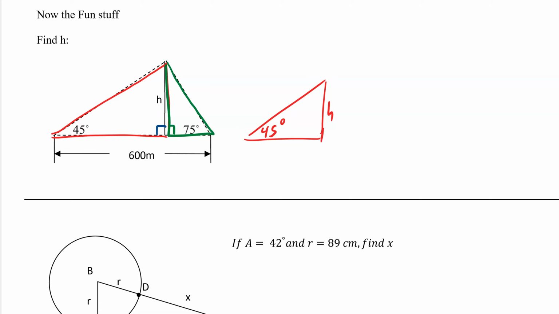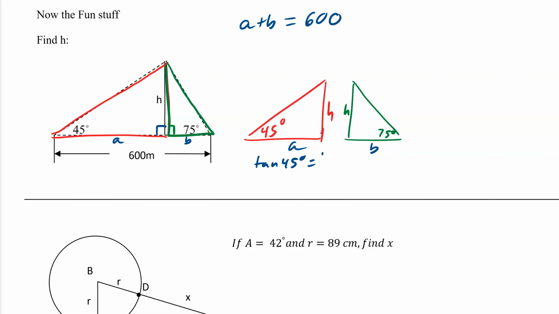You can see that that's also a right triangle, and see that they both add up to some number. So we have an a here and a b, and our a plus b is equal to 600. So now we can say that the tangent of 45 degrees is h over a, and the tangent of 75 degrees is h over b.